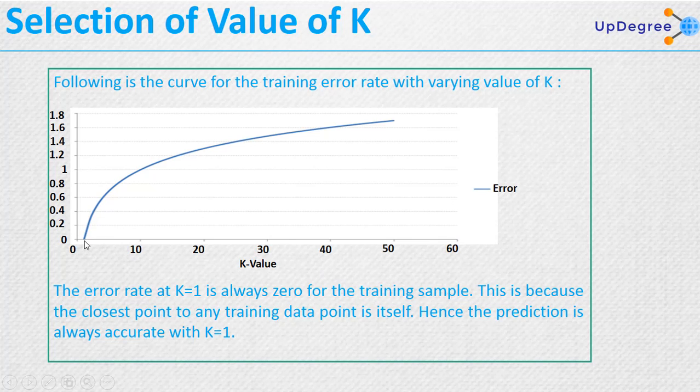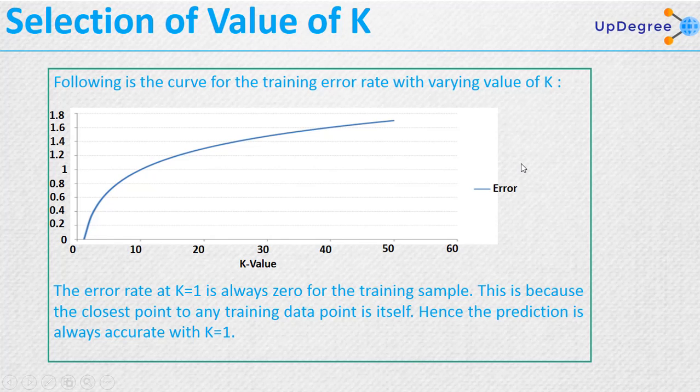When the value of k is equal to 1, the error is 0, because the error rate at k equal to 1 is always 0 for a training sample, since the closest point to any training data point is itself. Hence the prediction is always accurate with k equal to 1. But when the value of k increases, we find there is quite a rise in the value of the error.